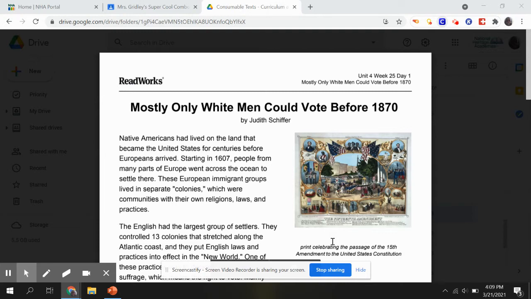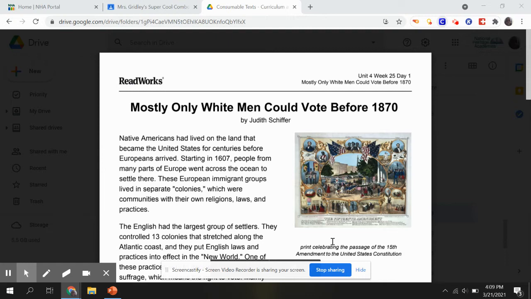Okay, so here we are. We're reading "Mostly Only White Men Could Vote Before 1870." Before we begin that, review the PowerPoint I put up there that has the vocabulary terms on there: Protestant, capable, property, requirement, and amendment. Go ahead and look at the PowerPoint with those on there if you need to.